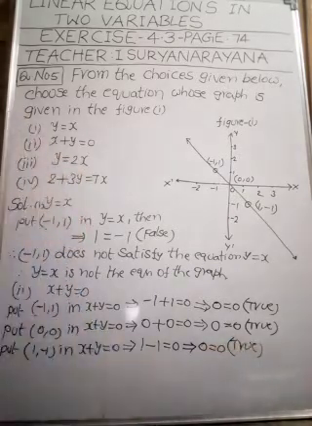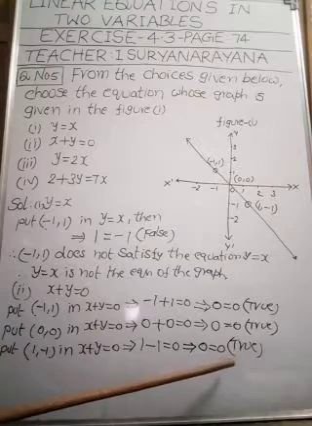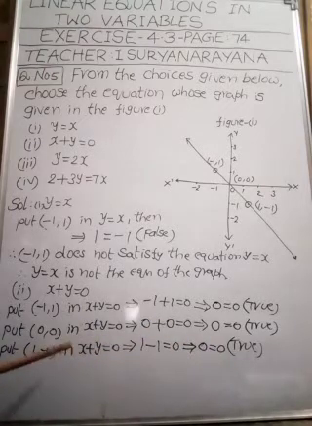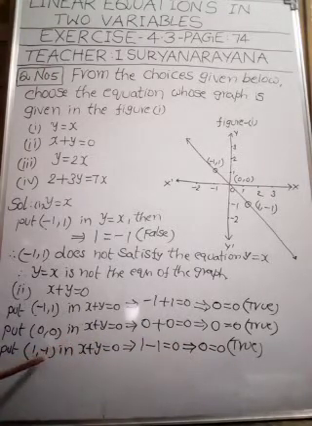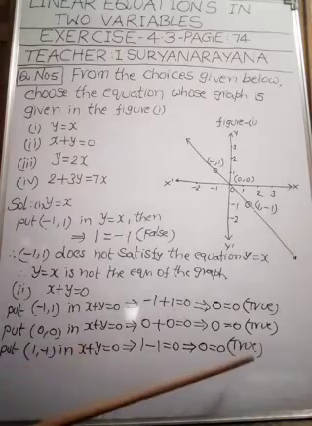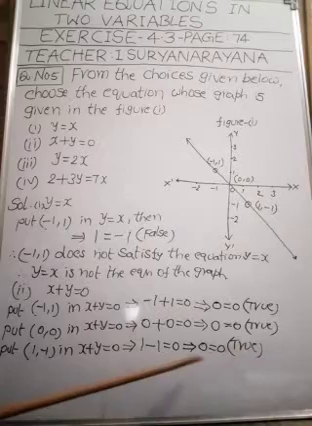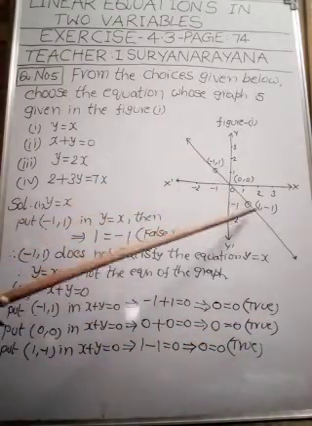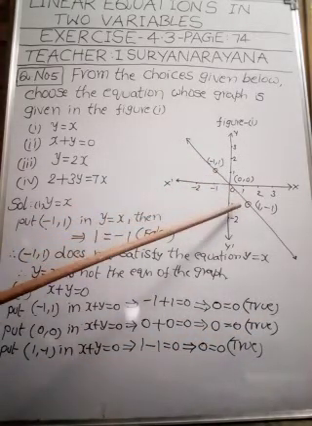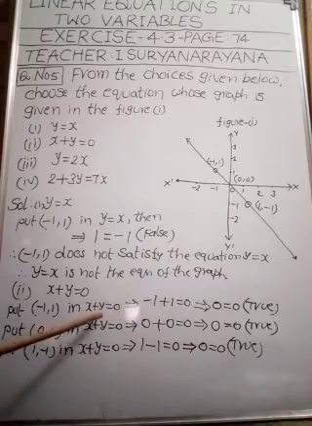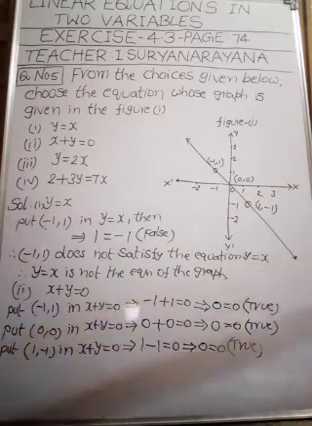Understood this point, my children? So here also we got a true statement. By substituting this point in this equation, we got a true statement. That means this point is also satisfying the equation. So all these 3 points are satisfying this equation. Understood this point, my children?